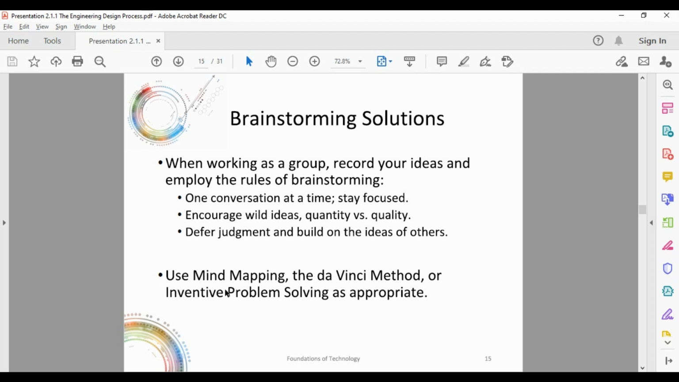So just examples of brainstorming, there's mind mapping, Da Vinci method, or inventive problem solving, and as well as a myriad of other techniques that you can use.